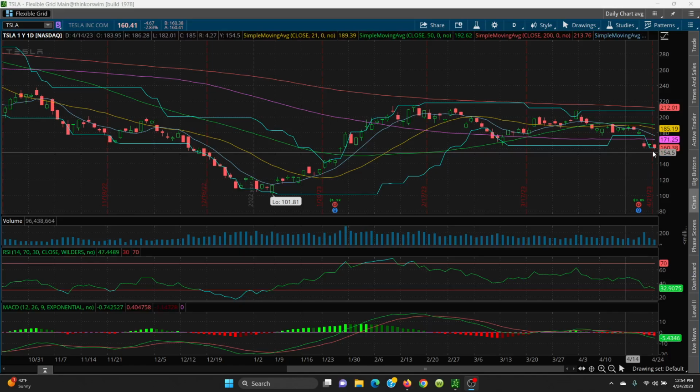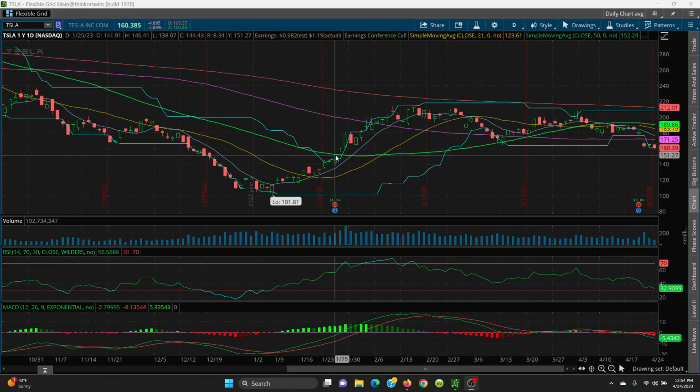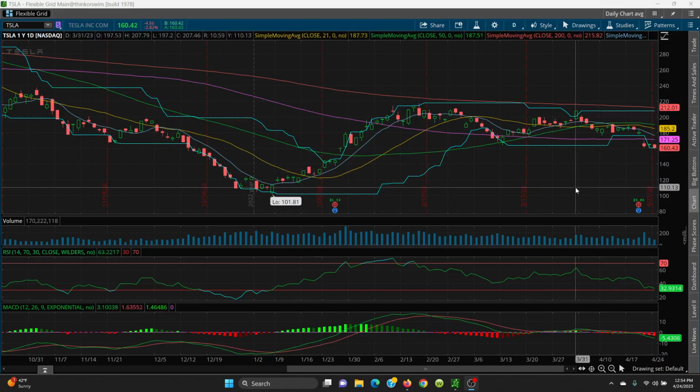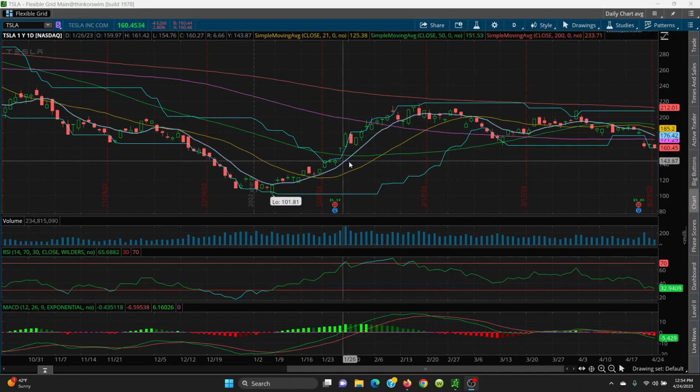So if this sells off, these gaps and fills, these are your support levels now where that price could go to. And also buying opportunities.